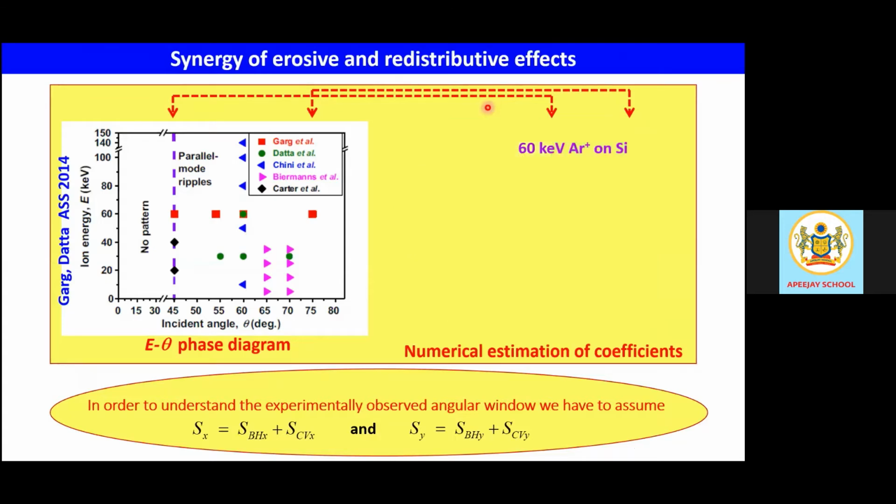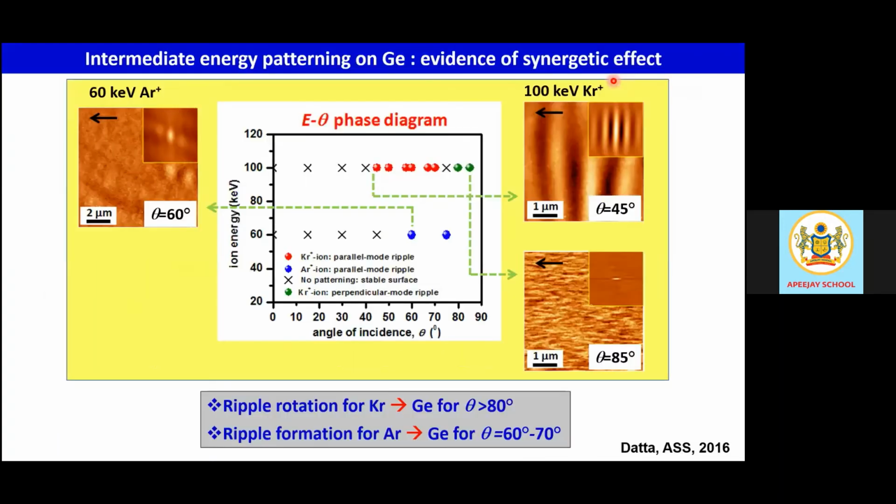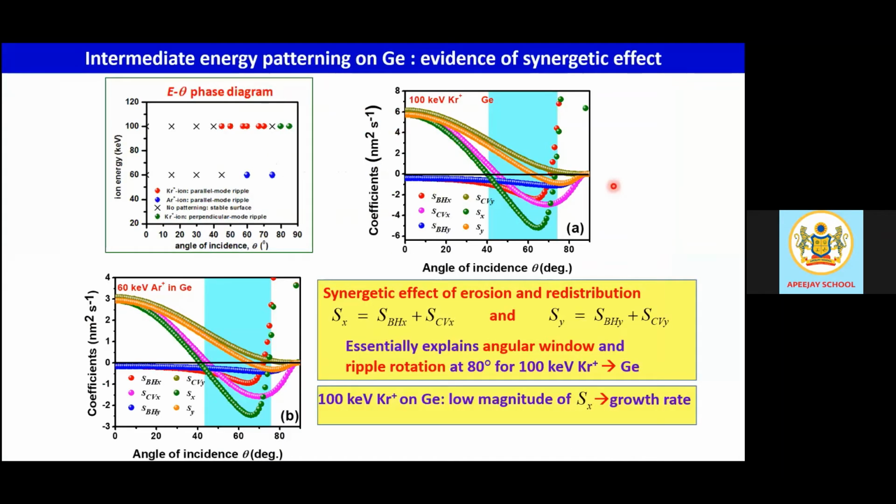Okay, similar was the situation for germanium. We saw that 60 kV argon ion exposure did not give much prominent pattern formation, although it was seen, but not so prominent like with 100 kV krypton ion bombardment. And this is where very nice pattern formation took place. Here also, through similar kinds of simulation studies, we could match our experimentally observed results.